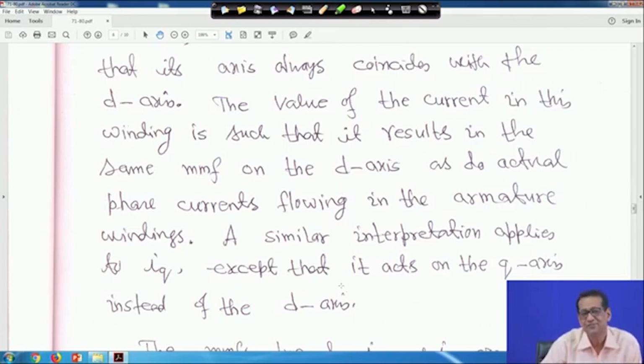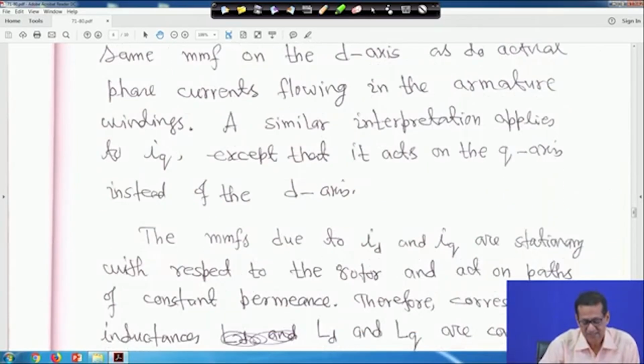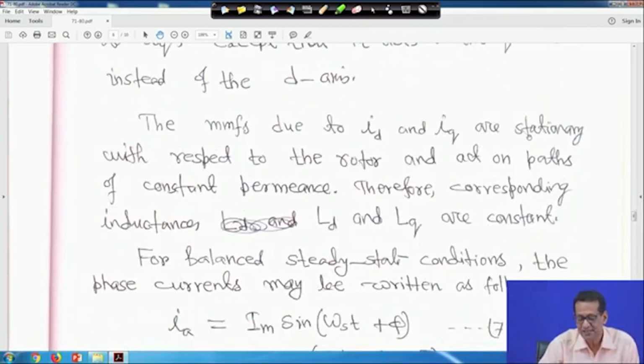This is the physical interpretation. The MMFs due to Id and Iq are stationary with respect to the rotor, right, and act on paths of constant permeance. Therefore, the corresponding inductances Ld and Lq, that is d axis and q axis, are constant.